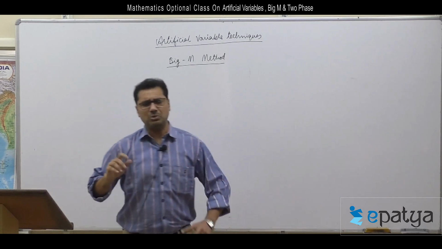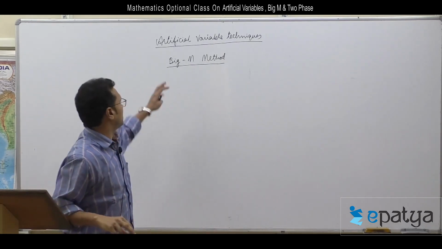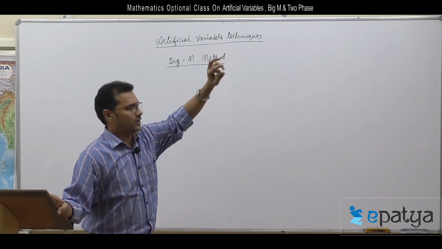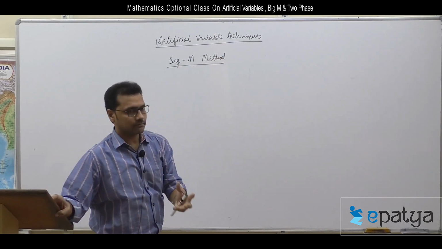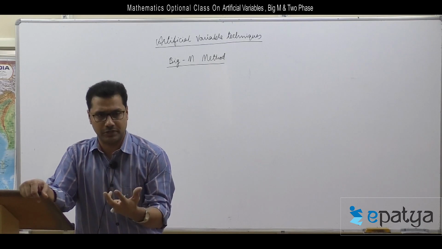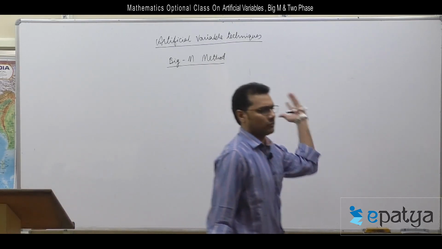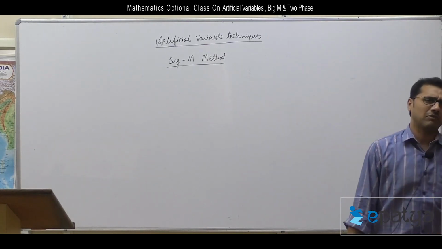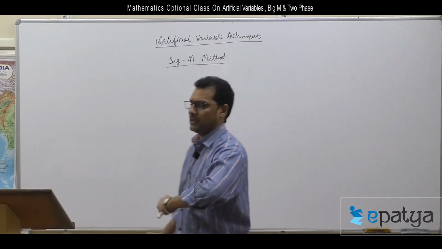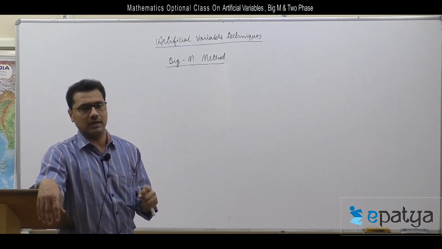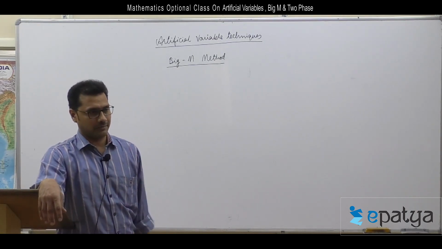M is a very huge, big value. That's the reason we say big M. Some big M you consider. This M in fact is a kind of a cost quotient. You give a huge value of M, some 1 lakh, 1 crore or whatever, but a huge big value of M, and give this cost quotient to artificial variables.